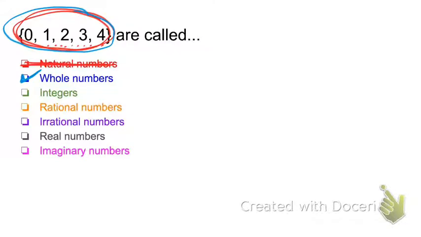Are all of these integers? Remember, integers include negative numbers. They include 0. It includes all the positive numbers. So this set doesn't include negative numbers, but every single number in here is an integer. They're all integers. Are all of these rational numbers? Yeah, rational numbers include your natural numbers. It includes 0. It includes negative numbers. It includes fractions. So yeah, all of these are rational numbers.